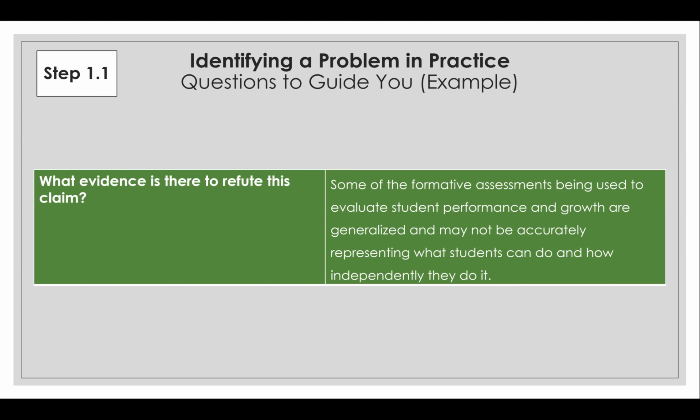So what evidence is there to refute this claim? Checking my bias here. Some of the formative assessments in my example that have been used to evaluate student performance and growth are generalized, and maybe they're not the best measures of what students can do independently. So maybe the data tools we currently have for assessment are not as well aligned with our student needs, and maybe we're just not collecting the data we need. That could be a potential reason why we have an unclear picture of this problem in practice.